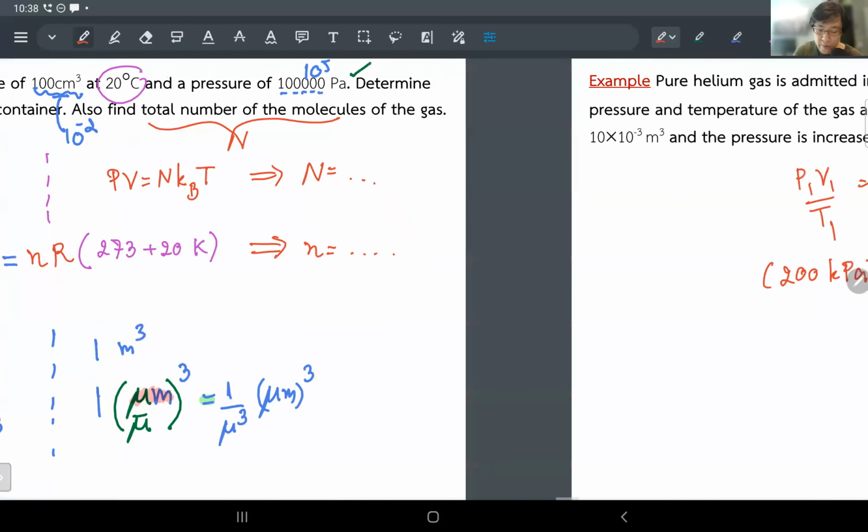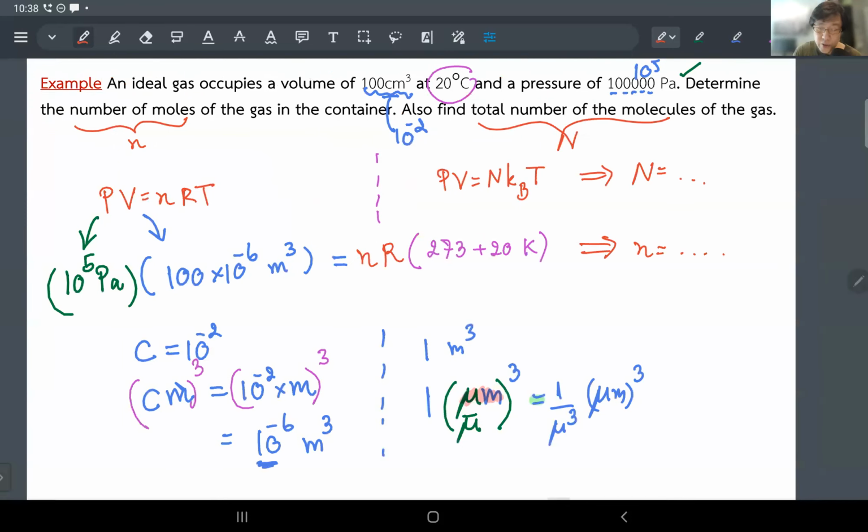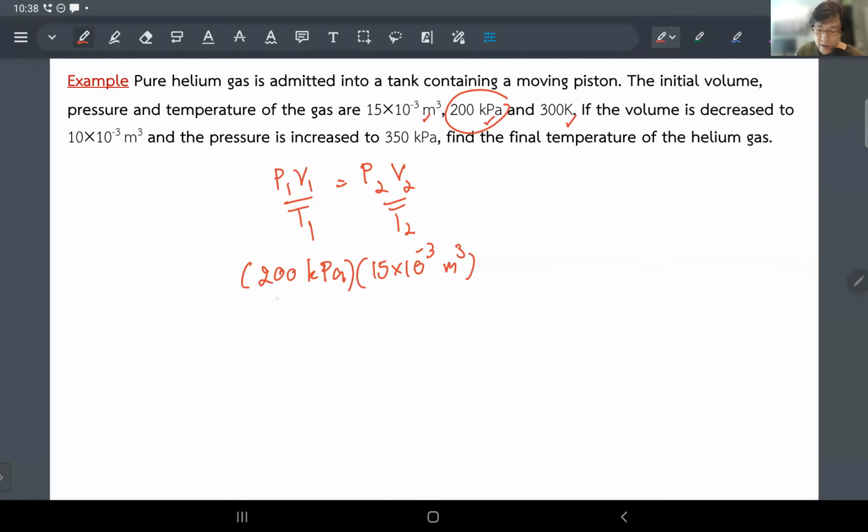What about the volume? That's fine. Volume is 15 times 10 to the negative 3 cubic meter. What about the temperature? The temperature is 300 K, in the Kelvin scale already. That's perfect. That's done on the left-hand side. That is the initial state of this gas. Now you equate this with the right side of the equation.